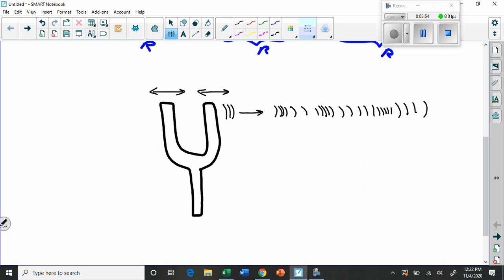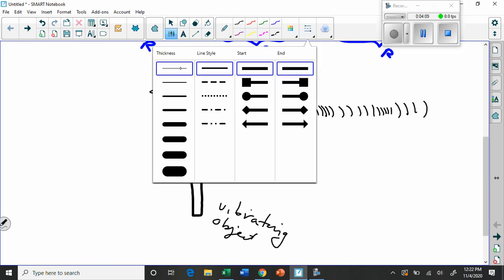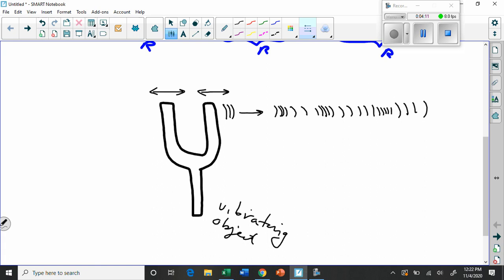So the tuning fork is a vibrating object that's making the sound. But in order for it to be heard, that has to be transmitted through the air. The air is the medium that the compression wave can travel through.